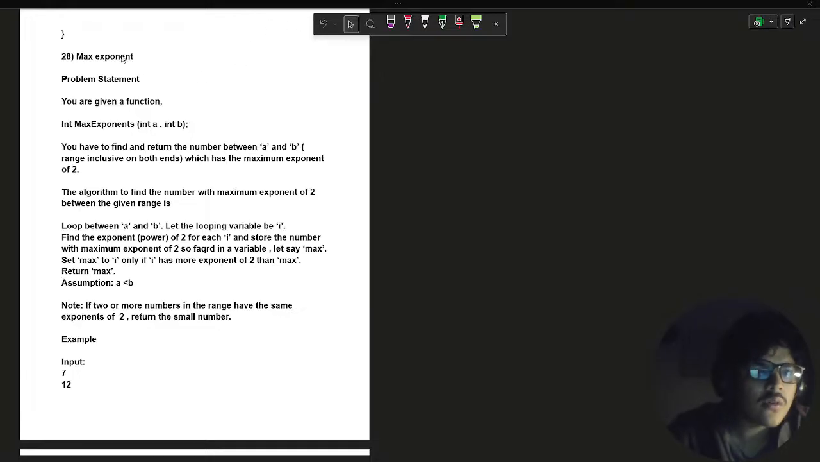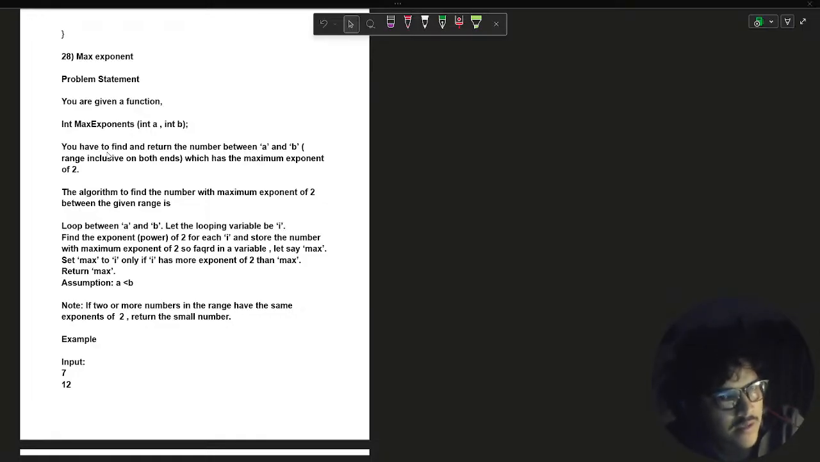Max exponent. Okay, you are given a function max exponent and we are taking two integers. You have to find and return the number between a and b, range inclusive on both ends, which has the maximum exponent of 2.